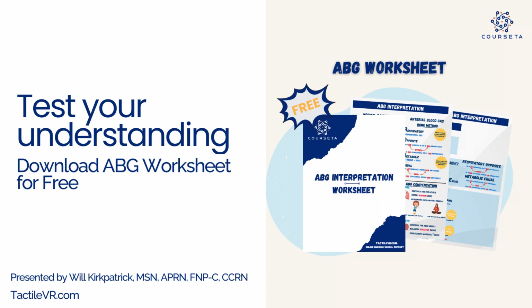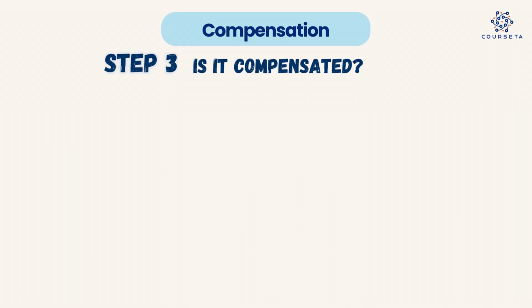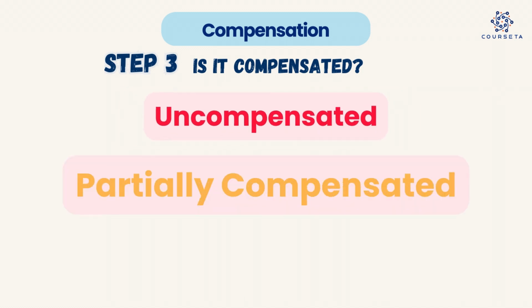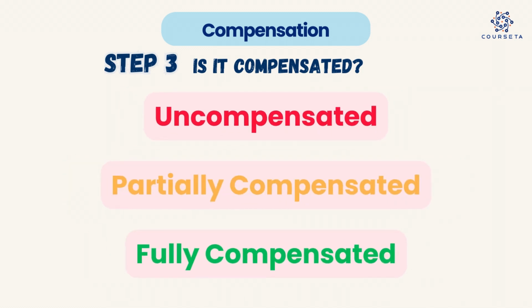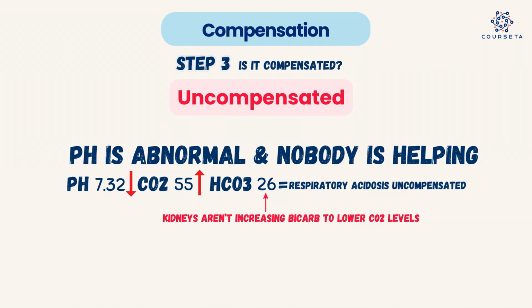Now, let's get right into compensation of an ABG interpretation. Now, this is step 3 of the ABG interpretation. We are asking the question if it is compensated. So our 3 options here are uncompensated, partially compensated, and fully compensated. So this is what you need to know about each one of these options. So uncompensated, the pH is abnormal and nobody is helping. So whether it's respiratory or metabolic acidosis, for example, either the CO2 or the HCO3 is going to be in normal range, where it should be out of range to compensate the acid or the alkaline.